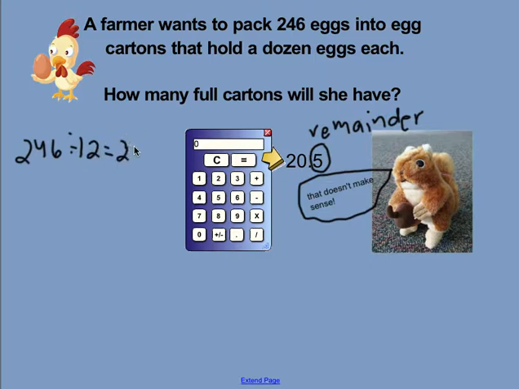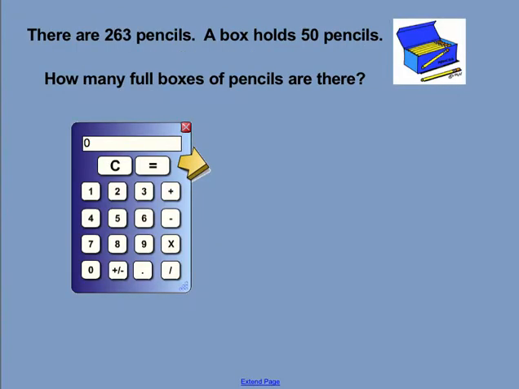Now here's the actual question that you're looking for. How many full cartons will she have? She will have 20 full cartons. Because remember, the 0.5 or the 5/10 means that there's extra left over and there's not quite enough to go around another time. So the answer is 20 full cartons. See, Mr. Nutty, it's okay. It didn't make sense at first, but I think you're going to get better at this. Let's try another one for you.